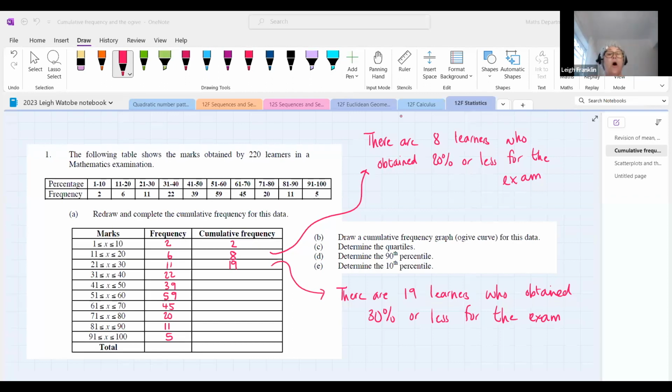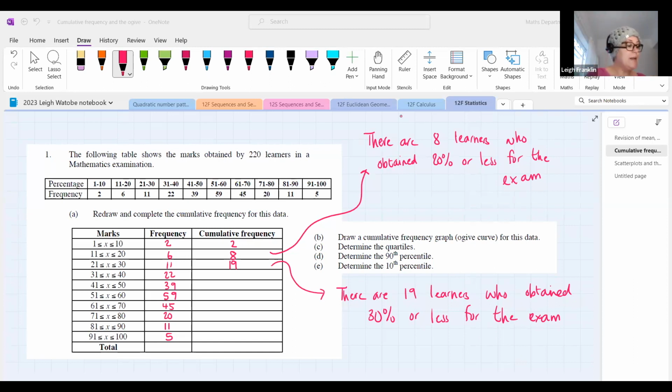Because it is a running total, your cumulative frequency tells you how many or less. It tells you how many obtained that particular mark or less for the particular exam.